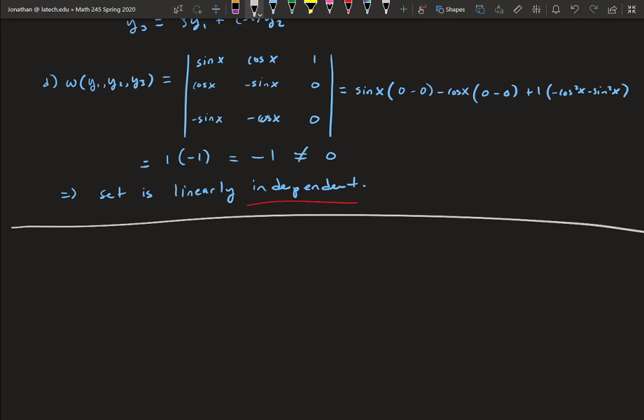Cool. So not a whole lot as far as actually doing any kind of computation in this section, just linear independence. I think we're almost done. We're going to focus now on the general solutions of these differential equations.